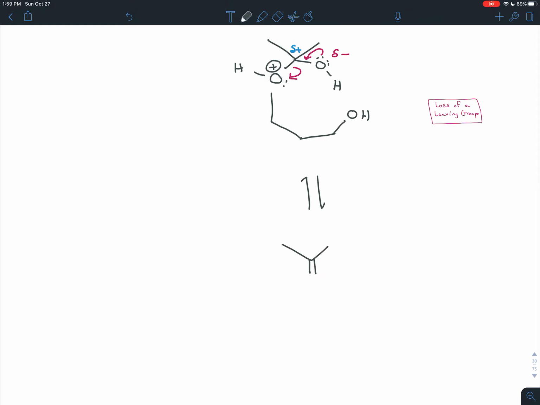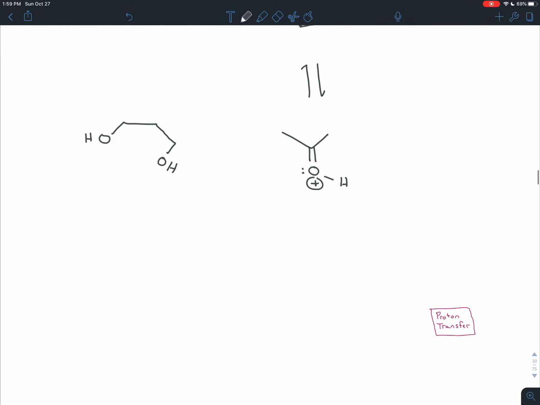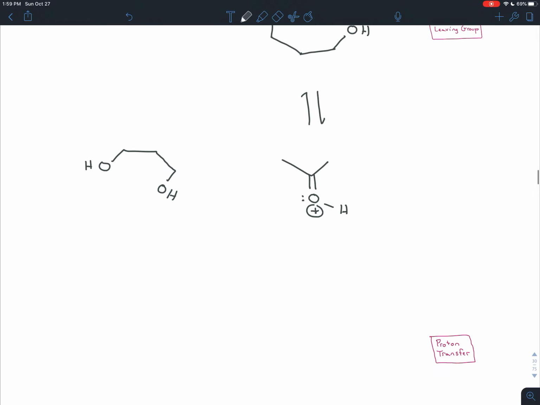So what we're left with here on the top is a double bond to this oxygen that has the hydrogen. And we also have this interesting diol. It's a dialcohol. So we have the OH with 1, 2, 3 carbons in between, and then the other OH. So that's this molecule here. Now, we almost have our ketone. We just have to do a proton transfer.